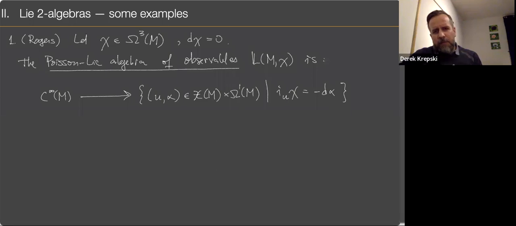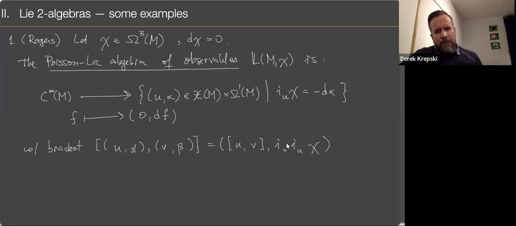If we were talking about a two-form chi, and alpha was a function, you would say that U is the Hamiltonian vector field for the function alpha. So this is the same equality, but now your Hamiltonian functions turn into Hamiltonian forms. Okay, so there's our two-term chain complex. The differential is just the de Rham differential. And the bracket, now I need to define a bracket.